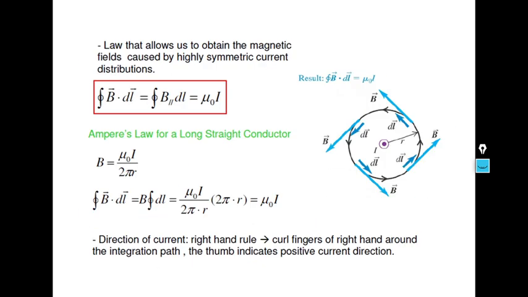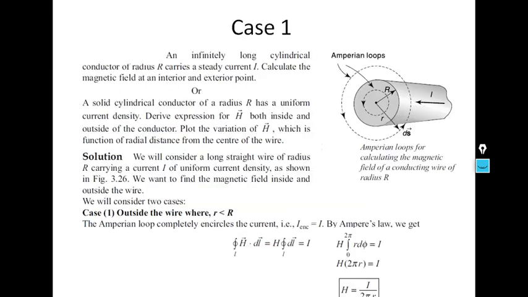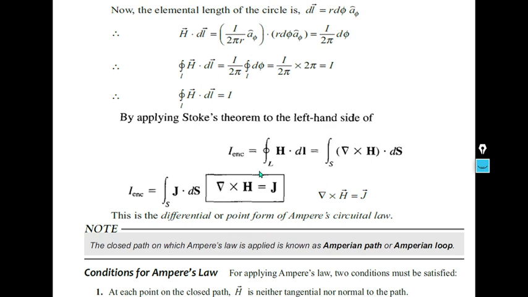So what we have got here is curl H is equal to J. Applying Stokes theorem on Ampere's law, we get curl H is equal to J. This is another Maxwell's equation in magnetic field for steady, time invariant circuits. So this is Maxwell's equation for static electric and magnetic field. The electric field I will discuss later.